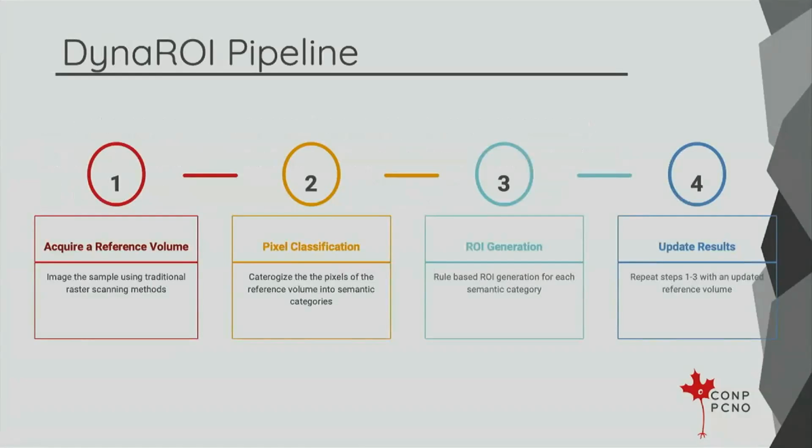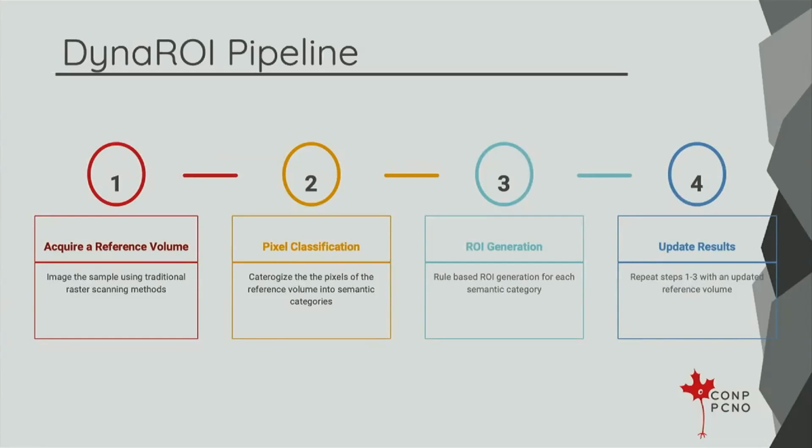So I started work on DynaROI, which has a pipeline where you take your reference image that you acquire using the slow raster scanning technique. You then perform pixel classification so that the pixels within your reference volume can be put into discrete semantic categories. Then you can generate ROIs automatically based off of rules pertaining uniquely to each semantic category. And then you can repeat this throughout an experiment. You then use the ROIs during the experiment for the faster types of two-photon microscopy, either random access multiphoton or scan-line angular projection microscopy.